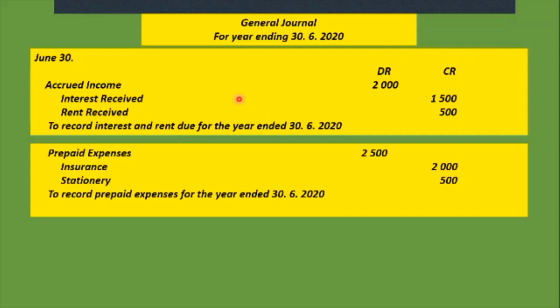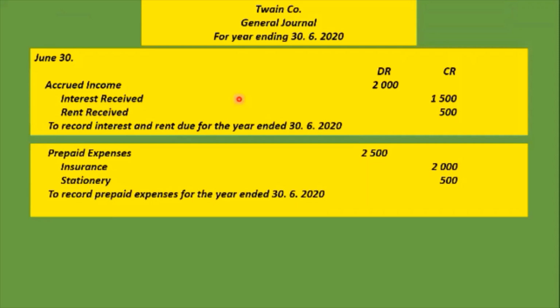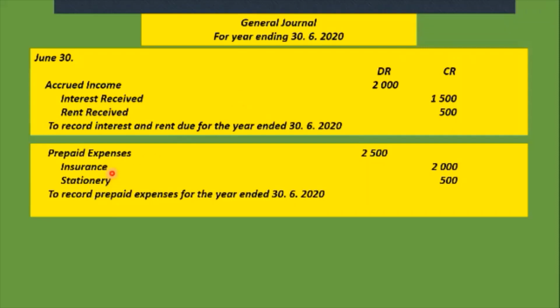Next item is the prepaid expenses. We debit prepaid expenses. It was something that we own. It's an asset, and we credit the two expense accounts with the amounts, and we make the narrative so that another accountant who is reading this must be able to tell what we have done without asking us, right? To record prepaid expenses for the year ended 30th of June 2020.